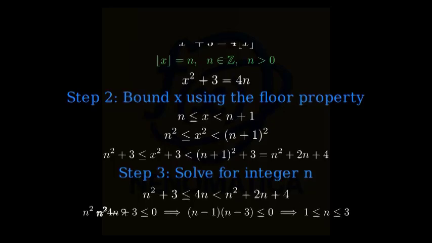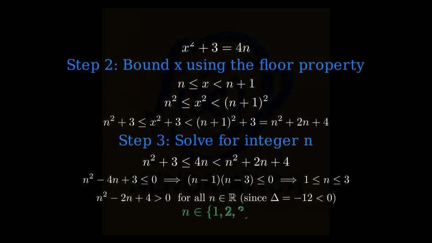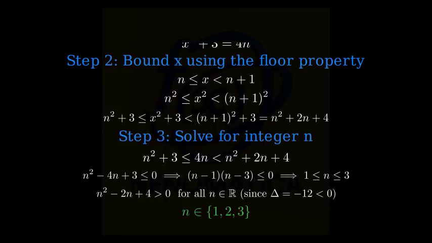We get n squared plus 3 is less than or equal to 4n, which is less than n squared plus 2n plus 4. From the left inequality, n squared minus 4n plus 3 is less than or equal to 0, which factors as n minus 1 times n minus 3 less than or equal to 0. That gives 1 less than or equal to n less than or equal to 3. From the right inequality, n squared minus 2n plus 4 is strictly positive for all real n because its discriminant is negative. Taking the intersection, n must be 1, 2, or 3.